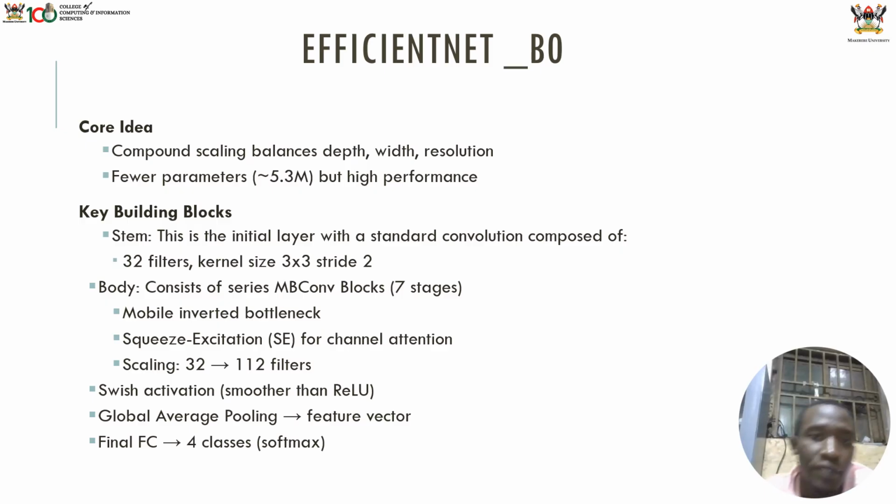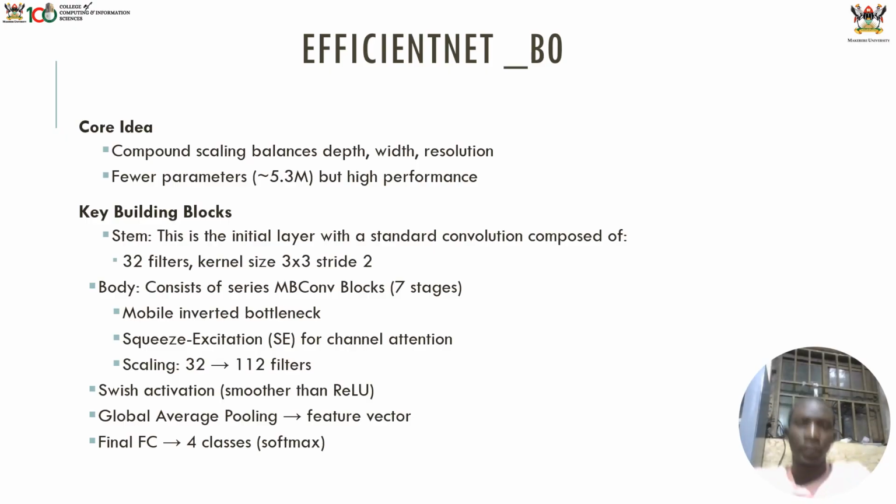So we have our body. The main part of the network is the body, which consists of the MB-conv blocks arranged in 7 stages. MB-conv stands for mobile inverted bottleneck convolution. These blocks provide an efficient network, balancing efficiency and performance. So we shall talk about the MB-conv.